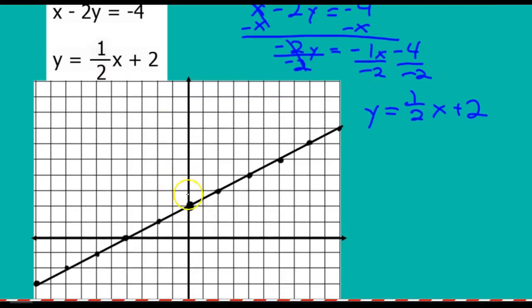So we begin this line at 2. Then we go up 1 over 2, up 1 over 2, and we're on the same line. All of these points line up with all the other points we had for the other equation. So this has the same slope and the same y-intercept. This is infinitely many solutions. So all of the solutions on this line would work because they're the same line.